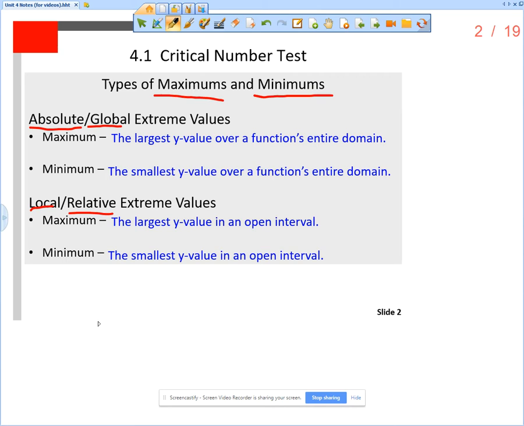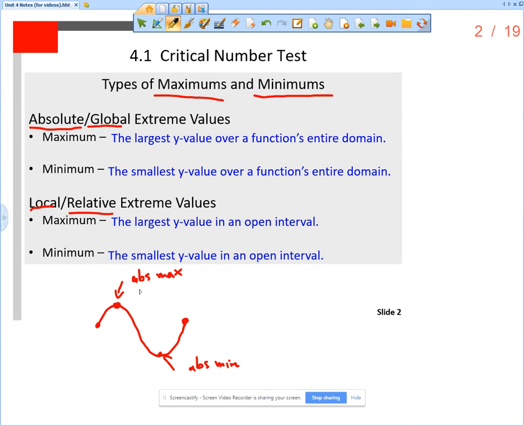Let's say that we have a graph that looks like the one I drew a moment ago. Now if we look at this, where would the absolute maximum occur? The absolute maximum would occur right here. Why? Because this is the highest y value. It's higher up than this y value, and it's higher up than all these other ones. This would be the absolute minimum. Those are absolute max and absolute min, because there's no other y value lower or higher.